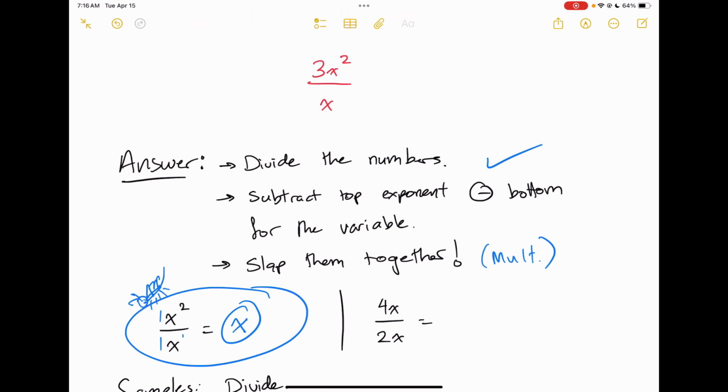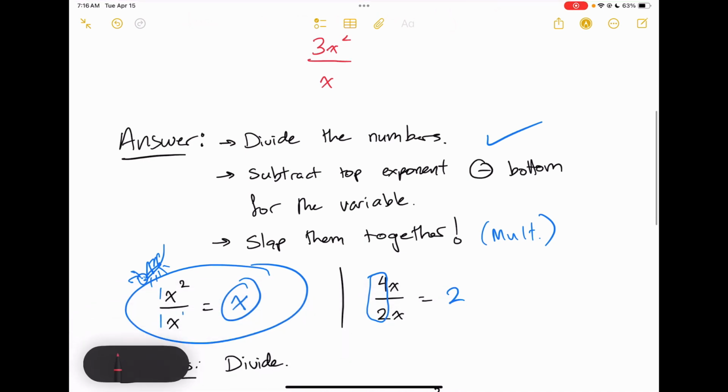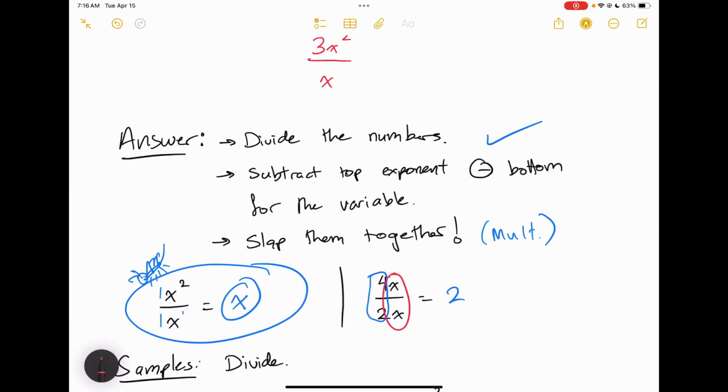Conversely, if you have a situation like this one, let's follow. We have numbers and variables. So I'm going to start off with the numbers. 4 divided by 2, easy, that's just 2. Now the variables. It is now x divided by x. If we follow the rule of subtract the bottom exponent from the top, it's going to be 1 minus 1, which is 0. And if you remember the fact we saw before, that any number with an exponent of 0 is just 1, we realize it's just 1, and we don't have to put anything.